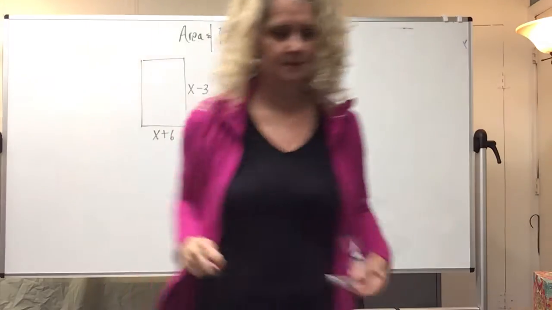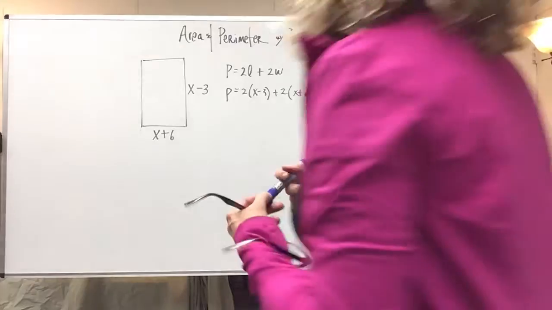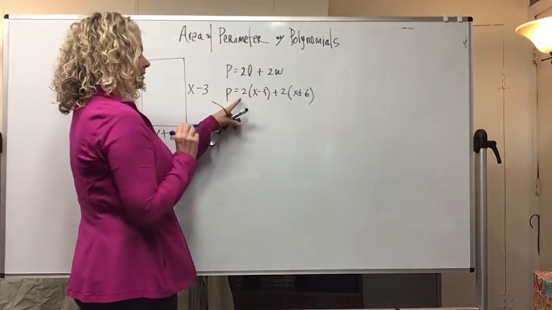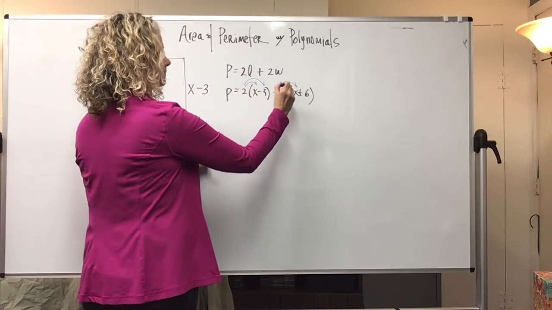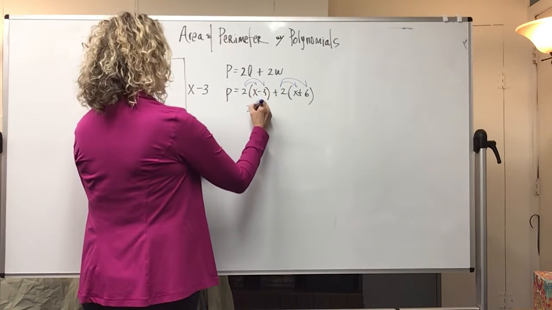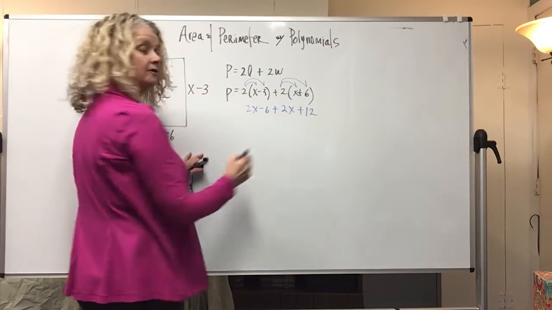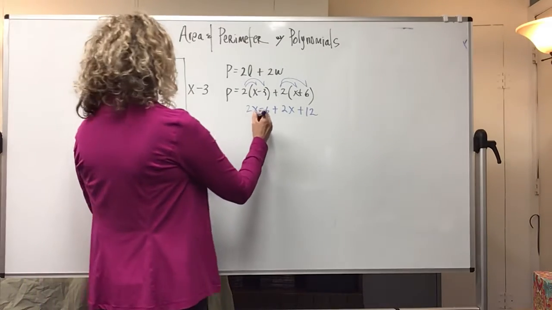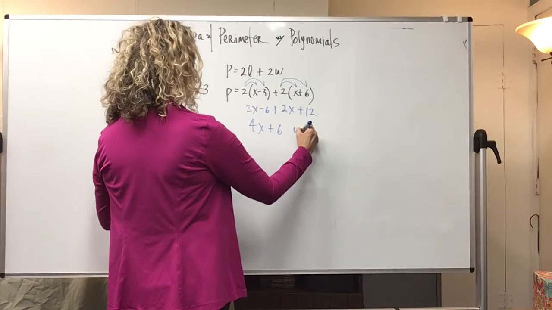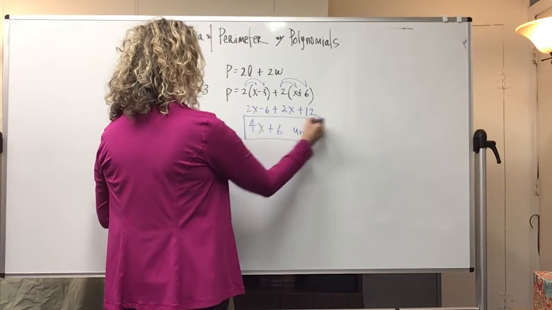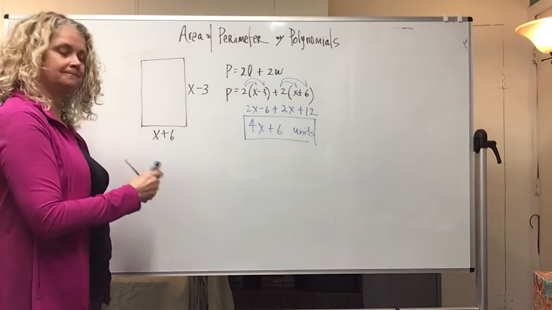And lost my colored whiteboard marker. There we go. So when a coefficient sits outside of parentheses, you distribute it in. So you're going to get 2x minus 6 plus 2x plus 12. And now you're going to combine like terms, and you get 4x plus 6 units. And that's an expression for the perimeter of this rectangle.